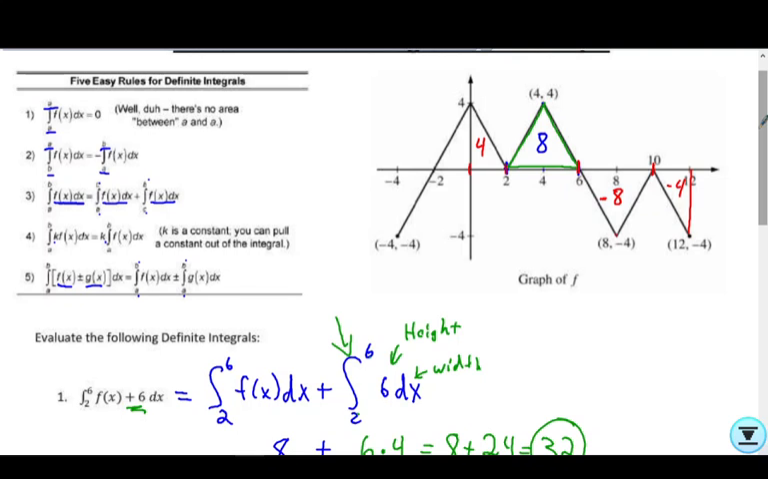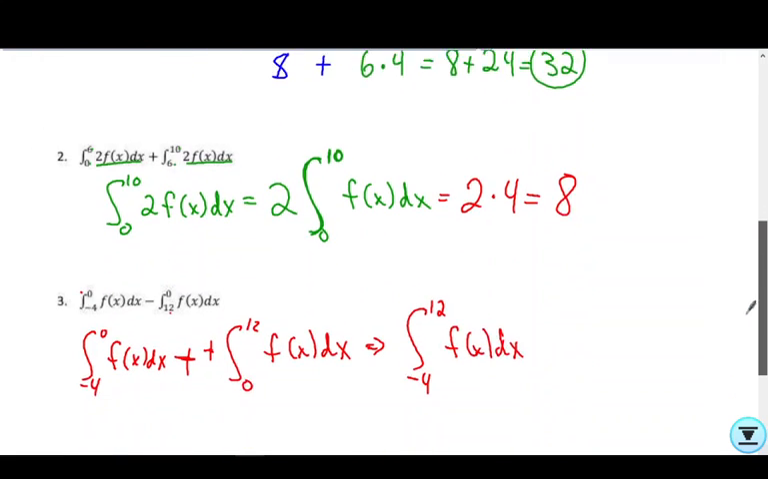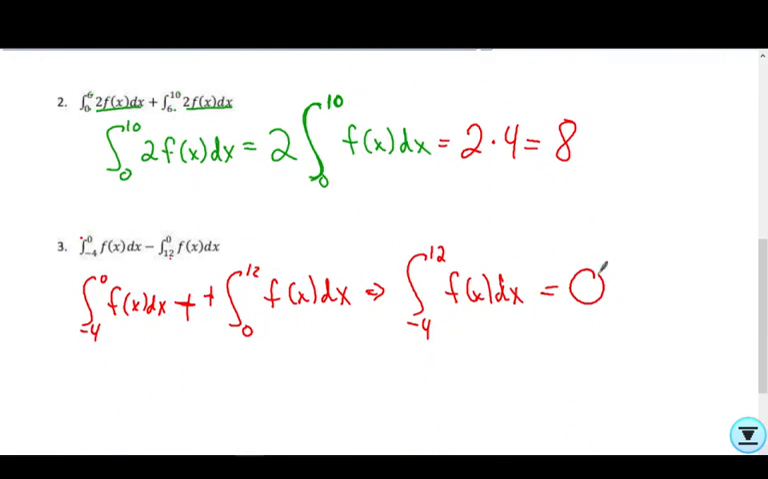Well, we already found these parts here. This part from negative 2 to 0 is going to be 4. And then this part from negative 4 to negative 2 is negative 4. So when you add all of these up, you've got negative 4, negative 8, negative 16, positive 16. So the answer is 0.